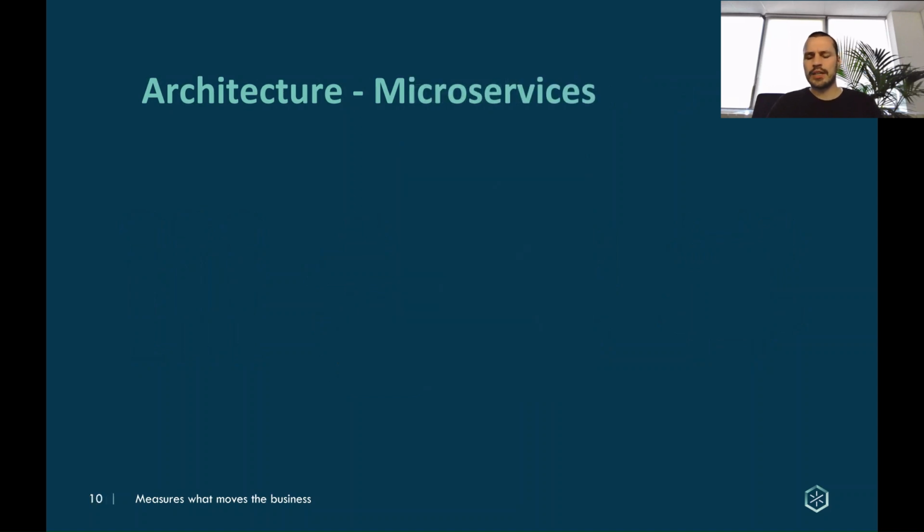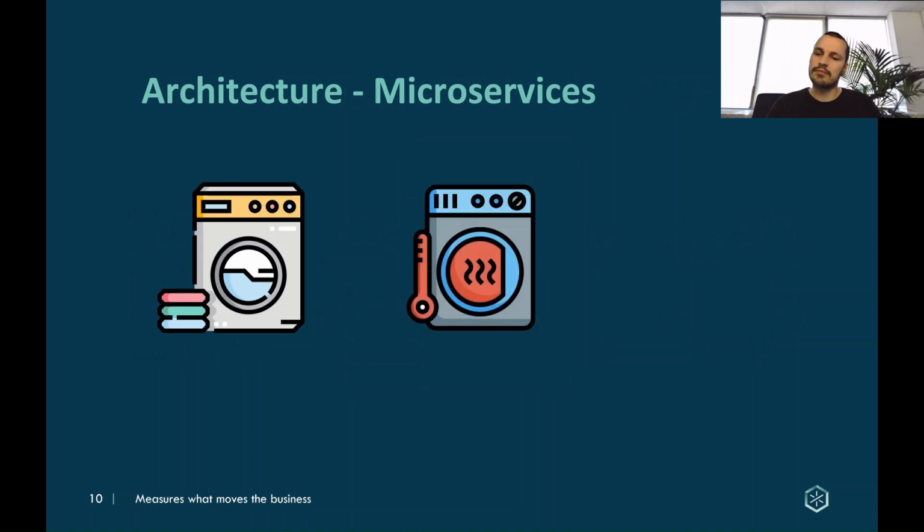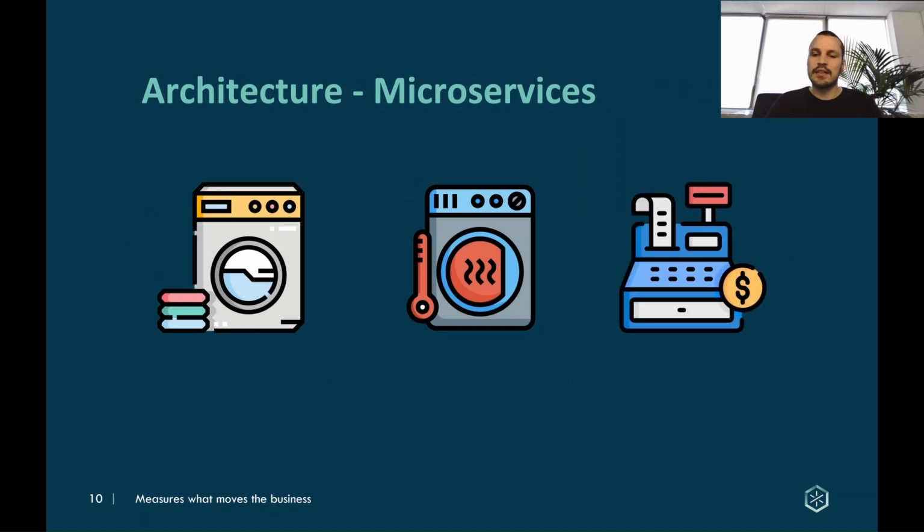Now, if you move to microservices, you split things up. You separate machines for washing, drying, and payments. This gives you flexibility, you can improve parts independently. But now, customers move between steps. They wait in between, and if one step fails, everything is delayed. You solved one problem, but introduced a new one.